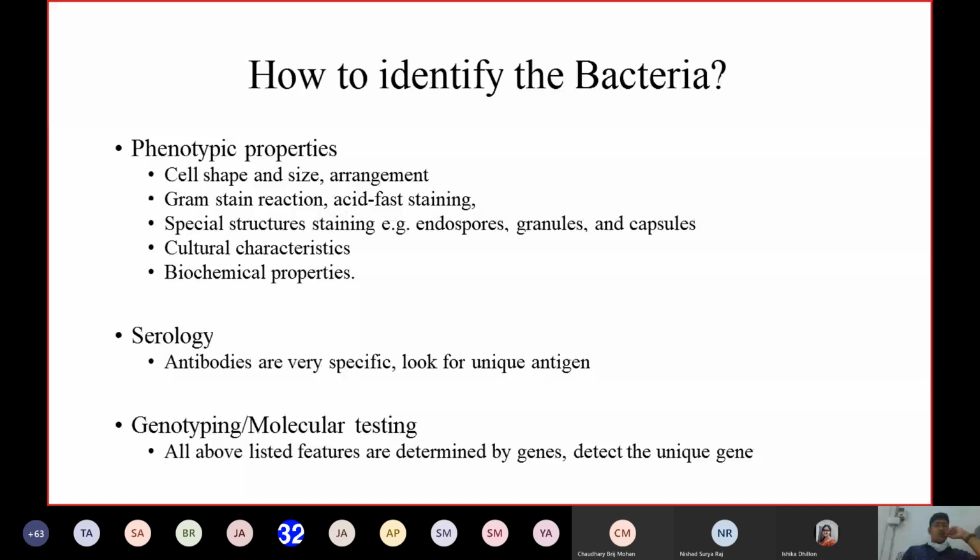Now, how to identify the bacteria? There are a few basic points regarding identifying the bacteria. The first and very important point is phenotypic properties, then serology, then genotyping or molecular testing. While saying phenotypic properties, you have to understand that phenotype is a feature that is expressed outside, that is visible. A bacteria makes a rough colony or a smooth colony. That is a phenotypic property.